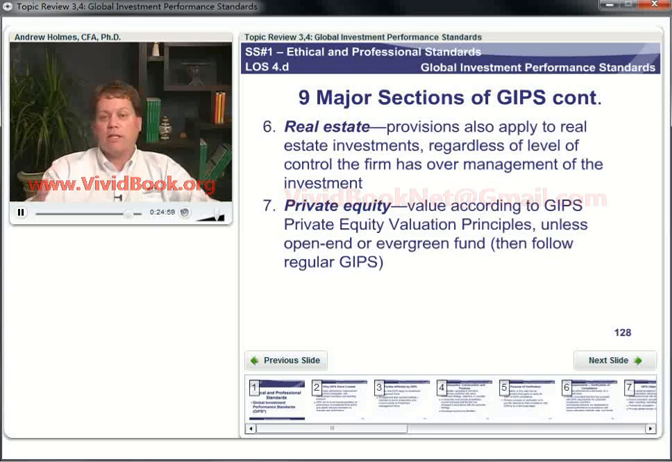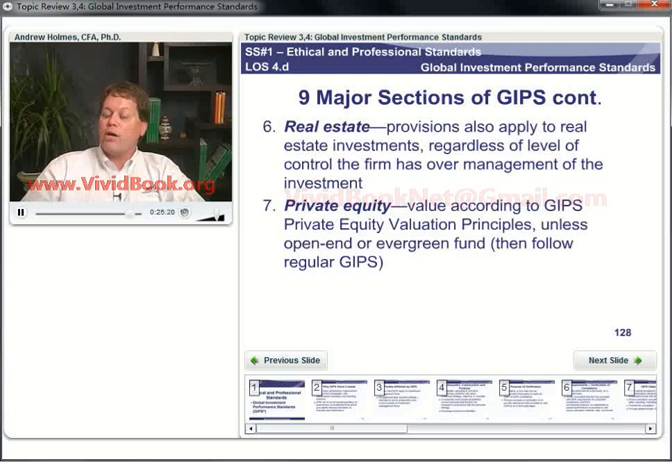So if you've got real estate, you've got that in some sort of fund, you're going to create a composite. Even if you were, say, just doing the debt side of it. So you had a fund that was investing in mortgages. Well, you don't have a lot of control over the management of the investment. You would still have it under the GIPS compliant stuff that we've seen so far.